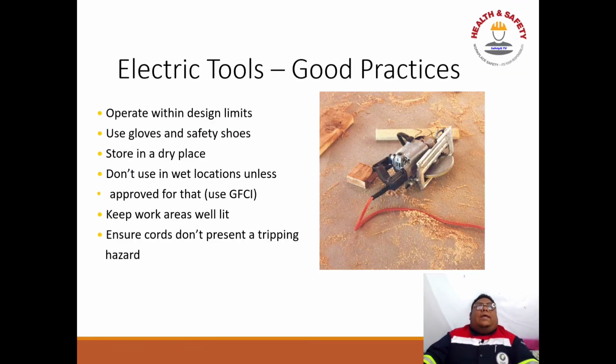Next is electric tools, good practice. Now, you can see here the portable wooden cutting machine, a wood saw, or what you call the abrasive wheel unit. Operate within design limits. Sometimes, guys, this is also my experience, some workers using an abrasive wheel, which means a power grinder, remove the guards while using it.